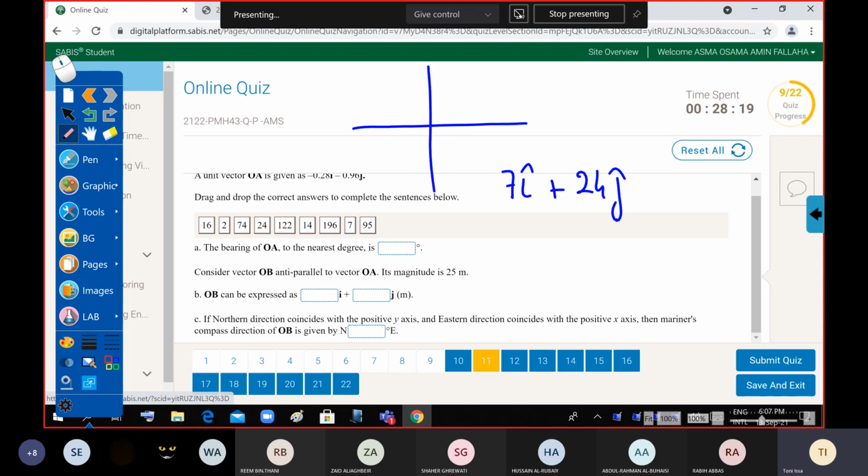If you're trying to draw this point, we can find angle theta. So let's find angle theta here, and from it I can find the mariner's compass. When I say 7i plus 24j, it is positive. So what you do is shift tangent of 24 divided by 7, because it's y over x. And then you will get 73.74 from the positive x-axis. This is point B.